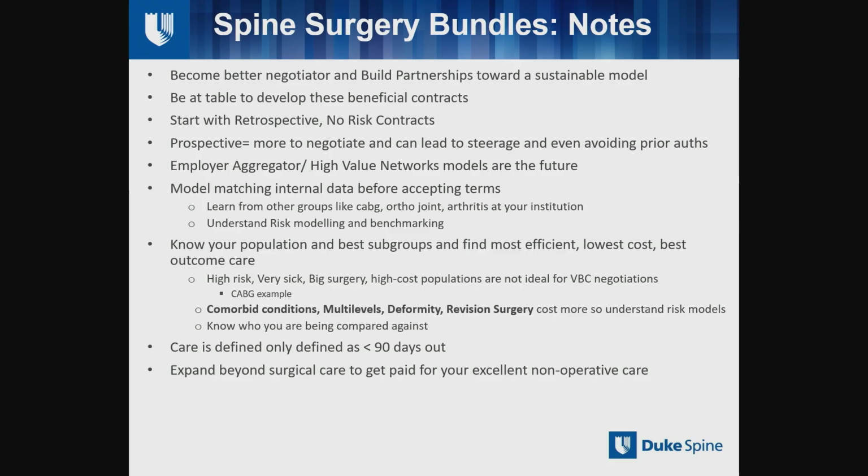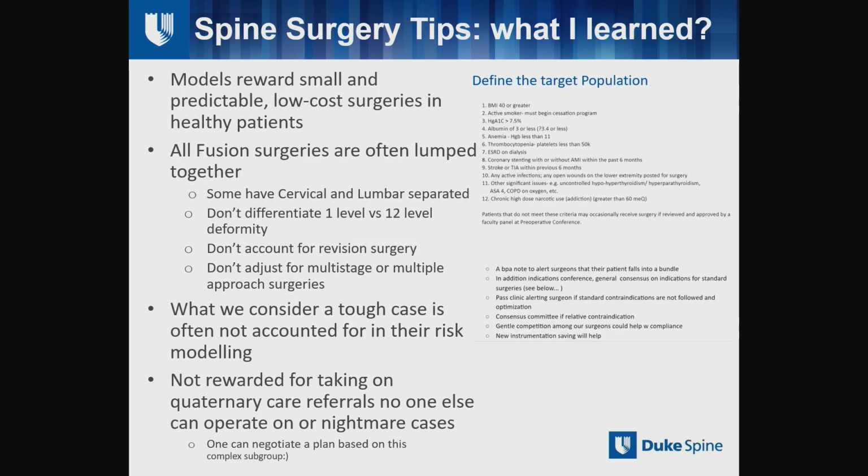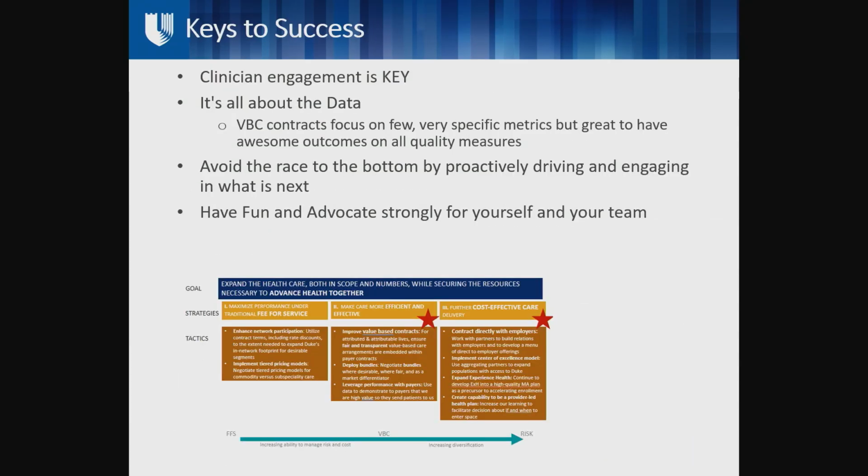You need to know your patients. Like, if you start putting in your patients the high comorbid conditions, deformity, revision surgery, you're going to go over the target. So, second to last slide, but in general, many of these models don't account for multi-level surgery. They don't account for deformity. They don't account for revision. So you have to be very selective on what patient population you're going to be dealing with. You don't want to throw all your patients in, or you're going to come out above what you should be.